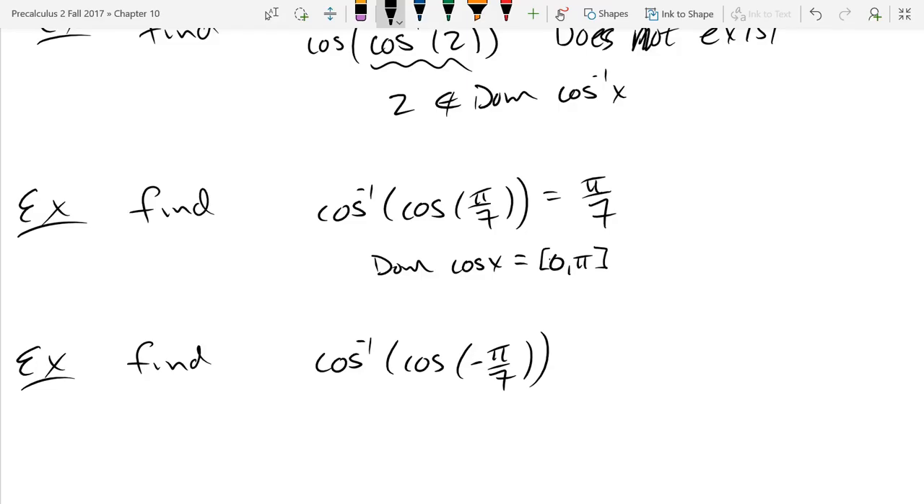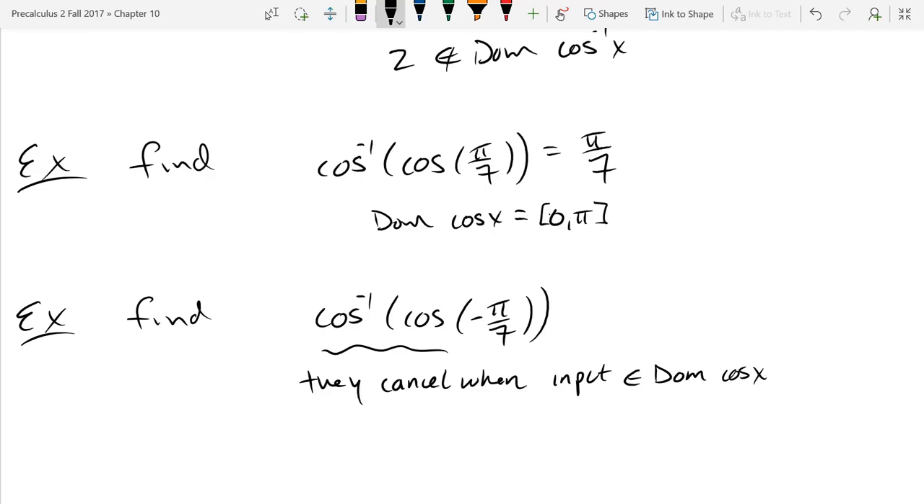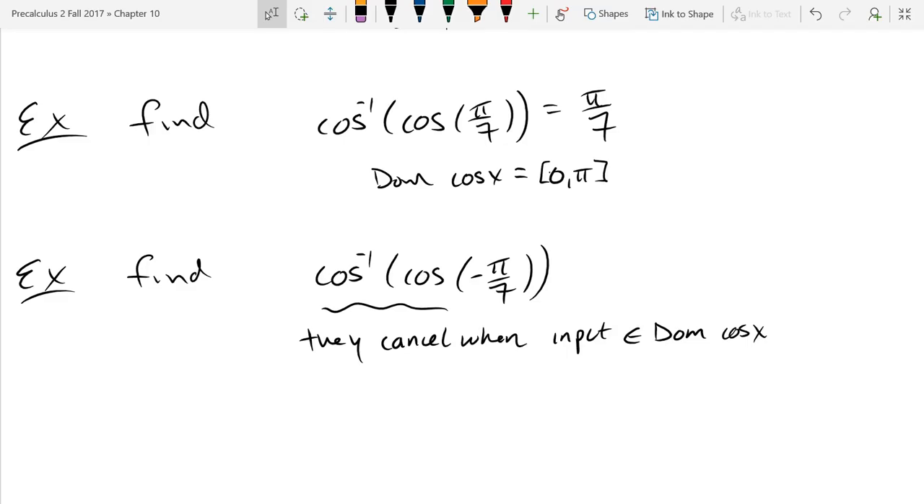So one thing I can tell you this is not going to be is negative pi over 7, because negative pi over 7 is not between 0 and pi. So these two functions, cos inverse and cosine, cancel when the input is in the domain of cos x. You always look at the function eating first and look at that one's domain. All right, unfortunately, negative pi over 7 is not in the domain of cosine, which is 0 to pi.